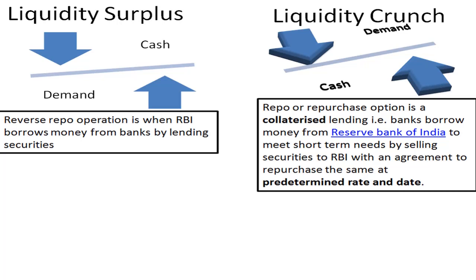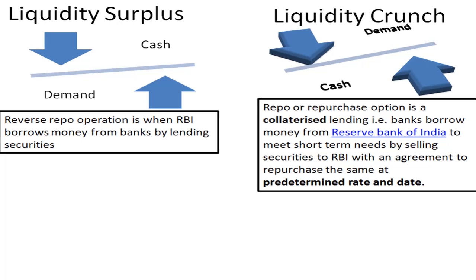So if the bank cannot deal with the surplus, in this case the bank can take the reverse repo option, where RBI borrows the money from the bank by lending securities, and RBI can provide this to any other bank which is in a liquidity crunch. The benefit for RBI is that the reverse repo rate is always 1% less than the repo rate, and by taking money from one bank and giving it to another bank, RBI gets 1% interest.